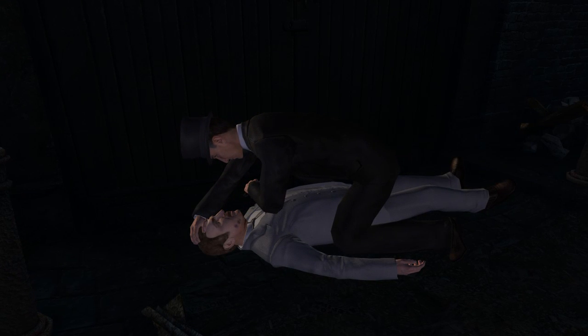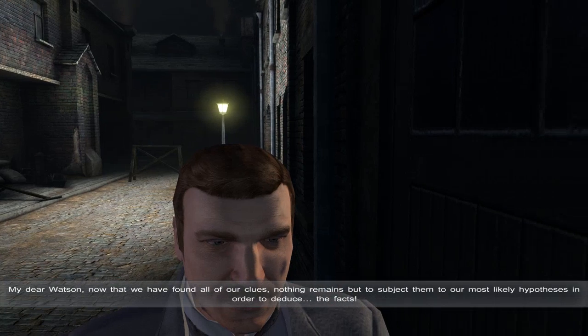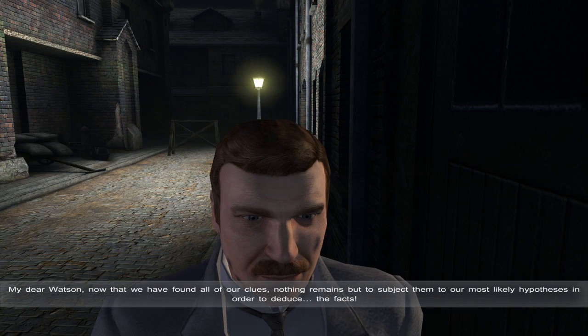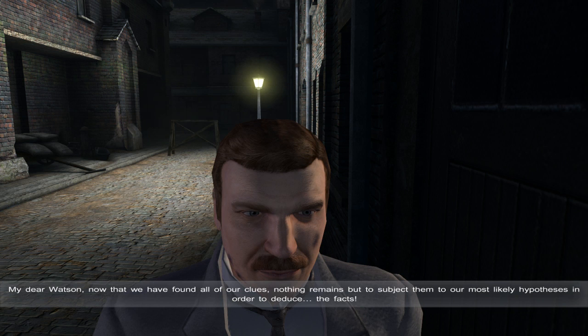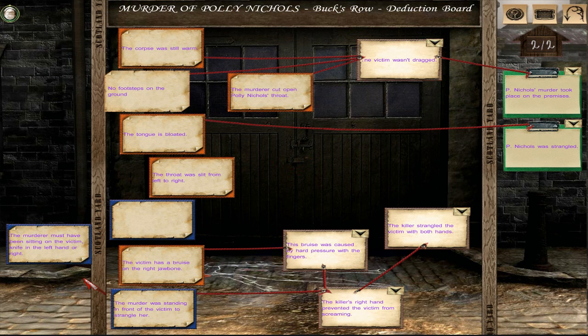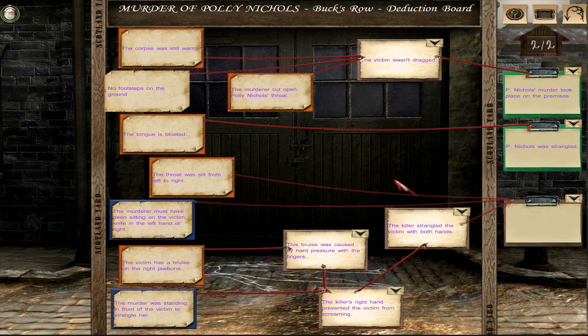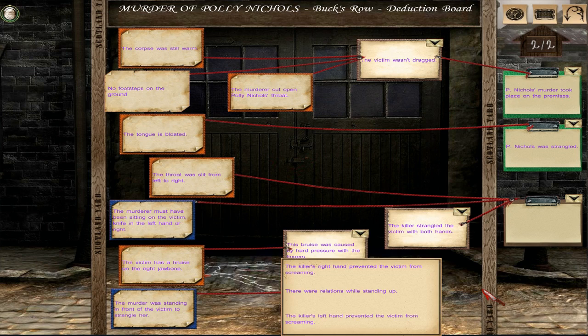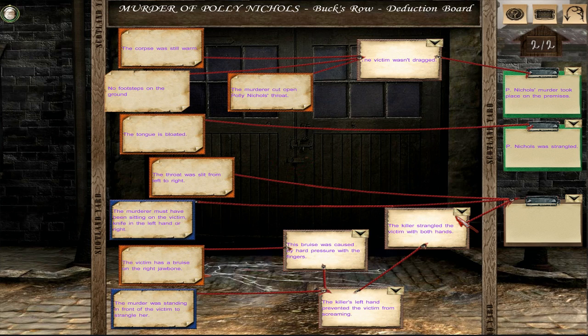Right. That was what I needed to do. I forgot about that. My dear Watson, now that we have found all of our clues, nothing remains but to subject them to our most likely hypotheses in order to deduce the facts. Alright. I thought that it was going to automatically take me to that second part, but okay. Now, if I recall, I think the left hand prevented him from screaming, and he used his right hand. Therefore, the killer, or maybe it was the other way around.